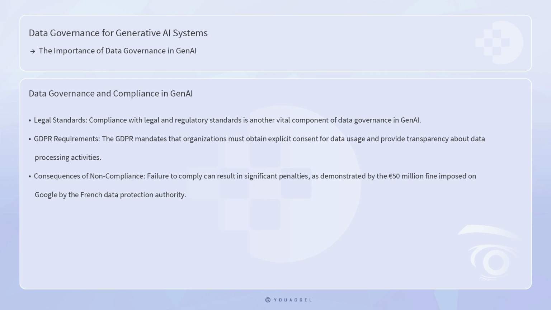The GDPR, for example, mandates that organizations must obtain explicit consent for data usage and provide transparency about data processing activities. Failure to comply with these regulations can result in significant penalties, as demonstrated by the €50 million fine imposed on Google by the French Data Protection Authority for GDPR violations.